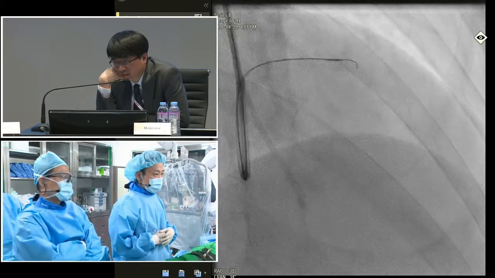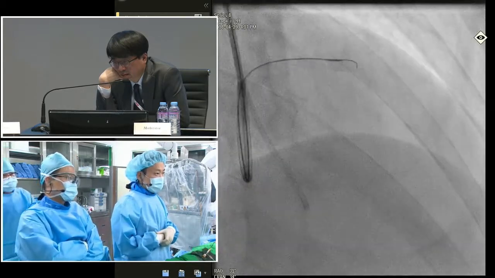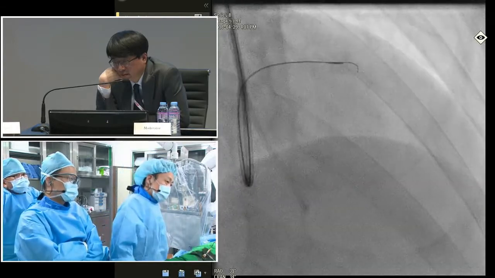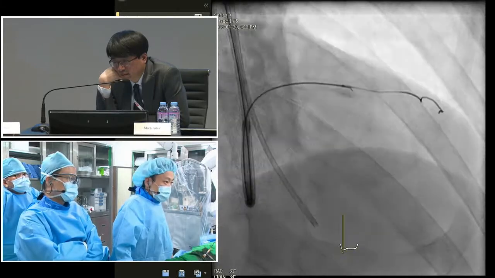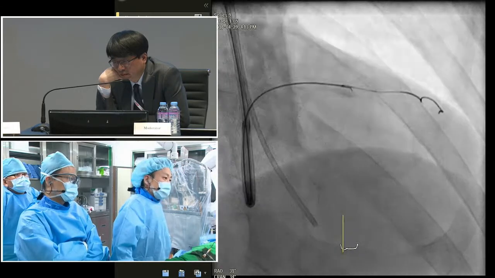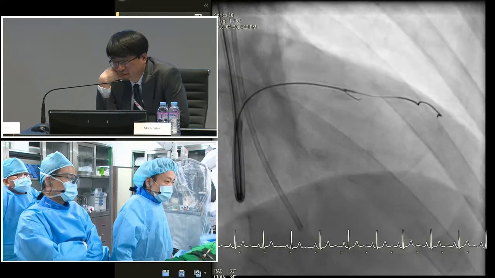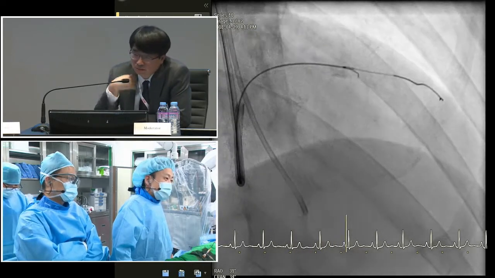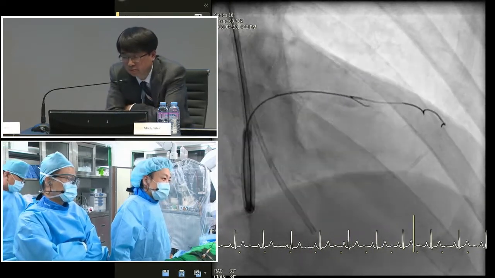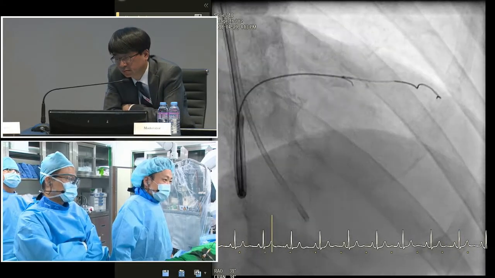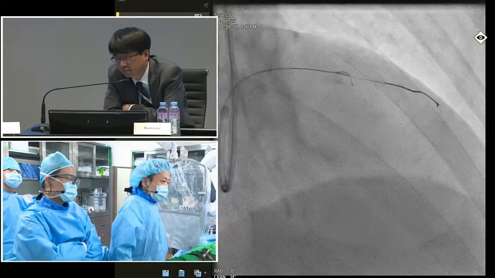Next, please. Like this, it's very easy to slip to the diagonal branch. So I inserted a wire in the diagonal. Next, please. And used the dual lumen catheter, and tried to penetrate using the Next 1 again. Next, please. But it's very difficult. The system is a little bit stabilized using the dual lumen catheter, but actually the penetration is very difficult. So next, please.